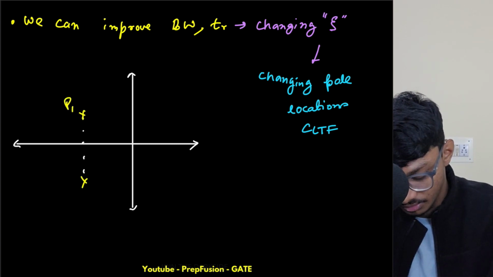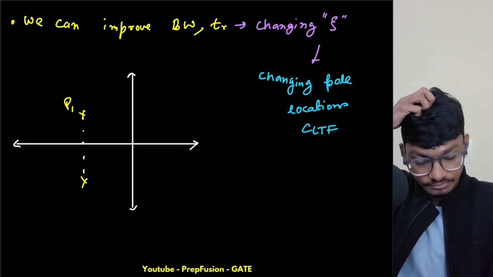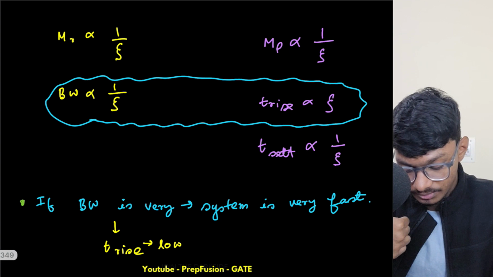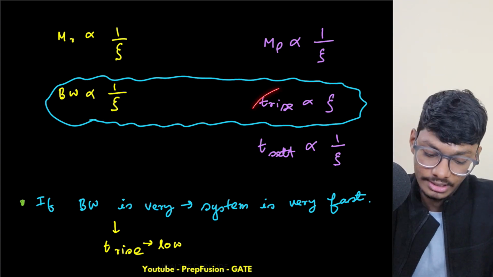On random system only, P1. Okay, so poles were here. Now I want to increase my bandwidth. How do I increase my bandwidth? By reducing the zeta, and increase my rise time.